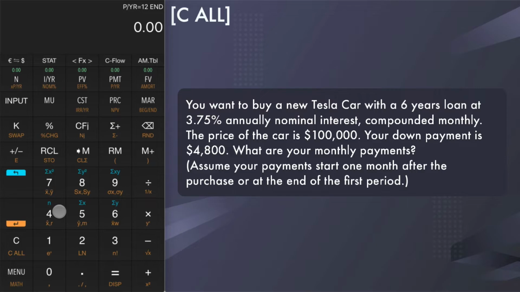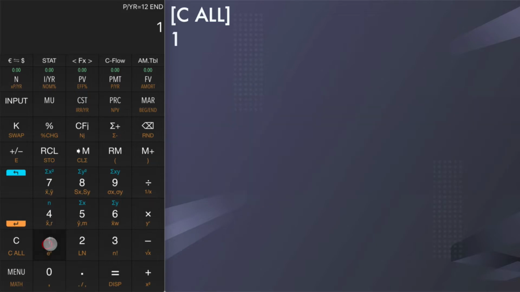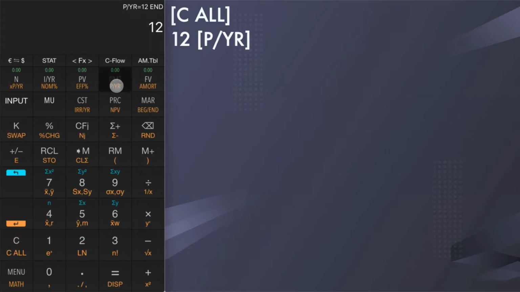The price of the car is $100,000. Your down payment is $4,800. What are your monthly payments? Assume your payments start 1 month after the purchase, or at the end of the first period. First, you have to set 12 to yellow shift and payment per year because it is a monthly payment.